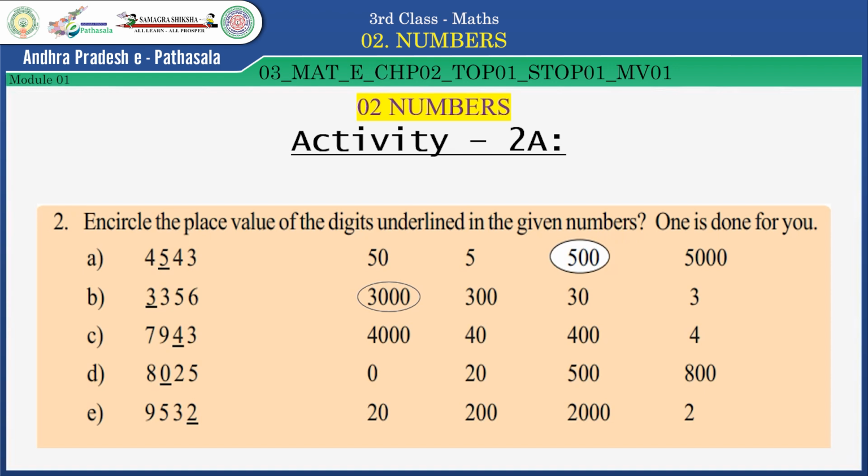Students, try to solve the next one. What is the place value of the underlined number 4? Yes, it is 40. Yes, it is in the tens place. Students, try to solve the next one. What is the place value of the underlined number 0? Yes, it is 0. Yes, 0 has no place value. Students, try to solve the next one. What is the place value of the underlined number 2? Yes, it is 2. Yes, it is in the ones place. Very good, students. Next question.